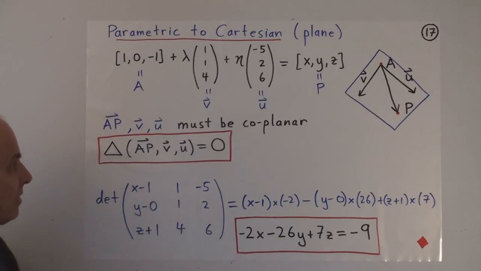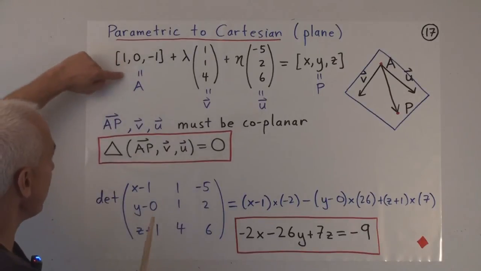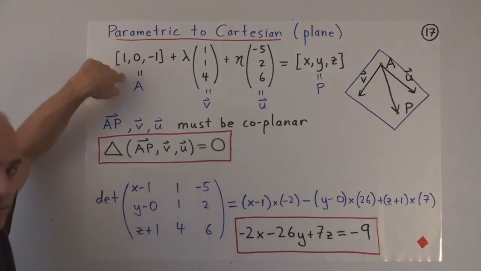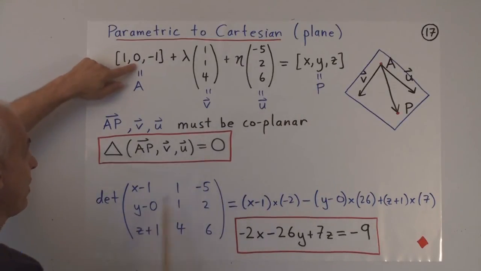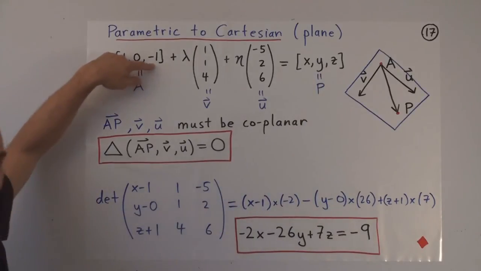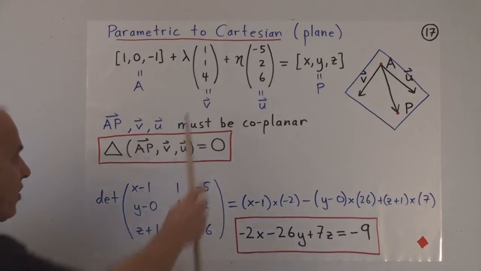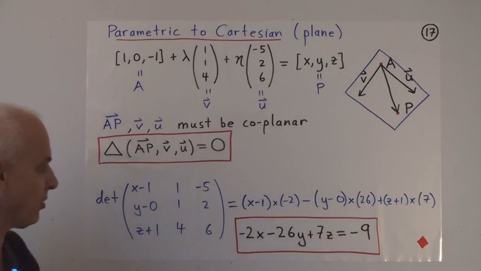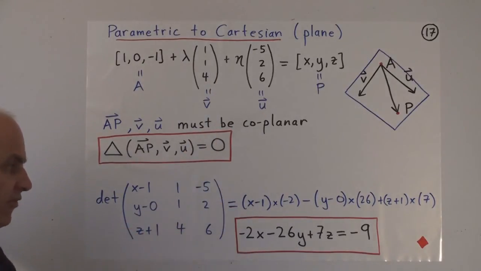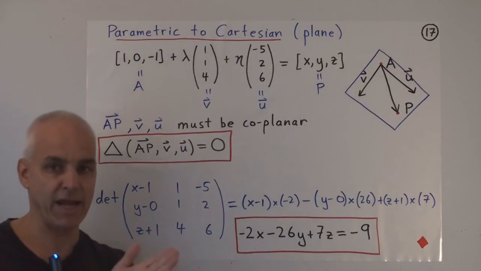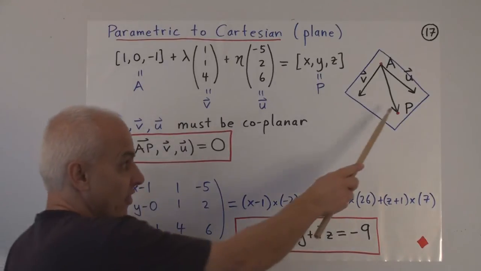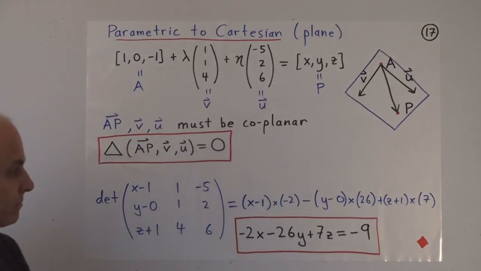So how do we calculate AP? The vector joining this point to this point. It's just the vector whose coordinates are x minus 1, y minus 0, and z plus 1. So there's the vector AP. And I've copied the vector v, and I've copied the vector u, and now I'm going to take the determinant of this thing and set it equal to 0. That's the condition of coplanarity. That will be the condition that tells us that P lies in this plane.